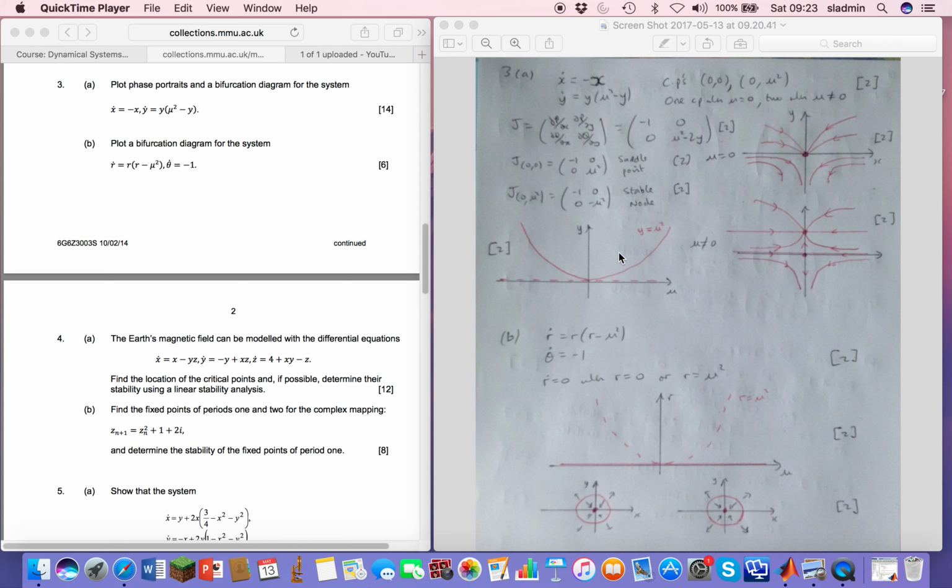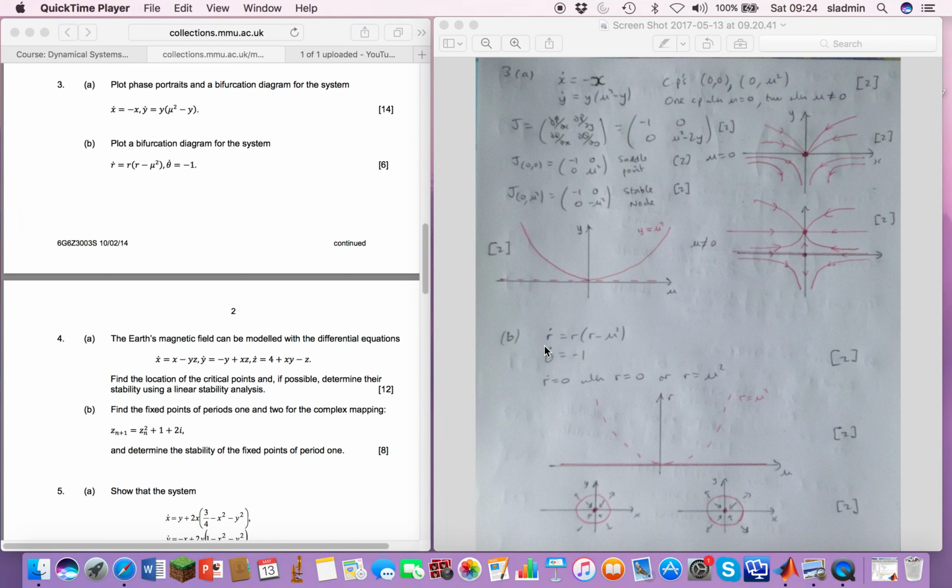The bifurcation diagram, you'll notice that there are 2 critical points. The origin is always unstable, so that's the dashed line. And this critical point here, you can see, is always stable when mu is non-zero. And this curve here is given by y equals mu squared. So y dot is 0 when y equals mu squared. So this represents the second critical point, which you can see is always stable. So this is the bifurcation diagram.